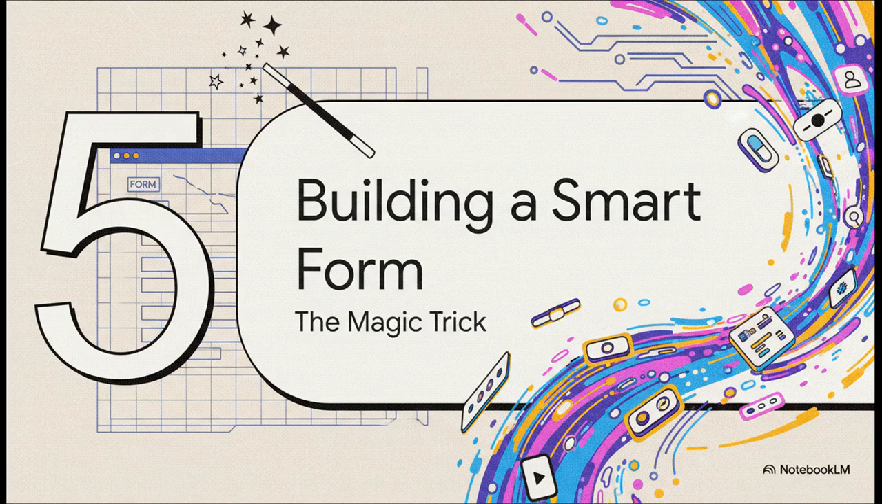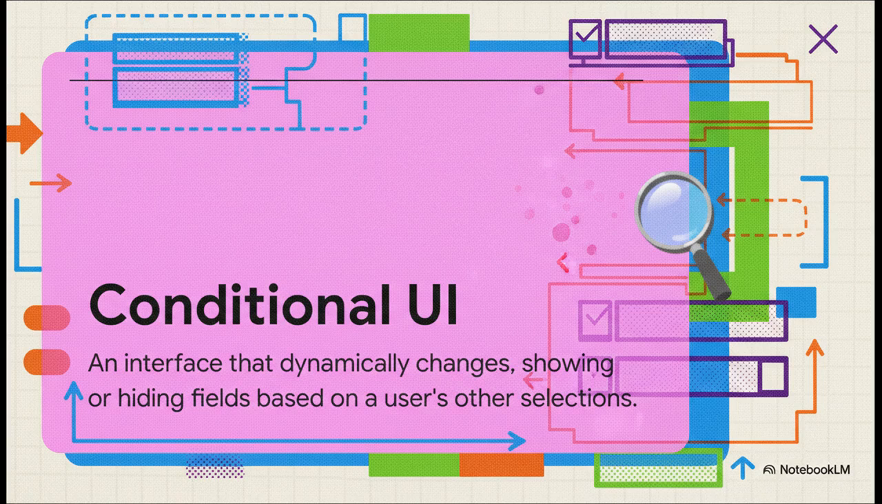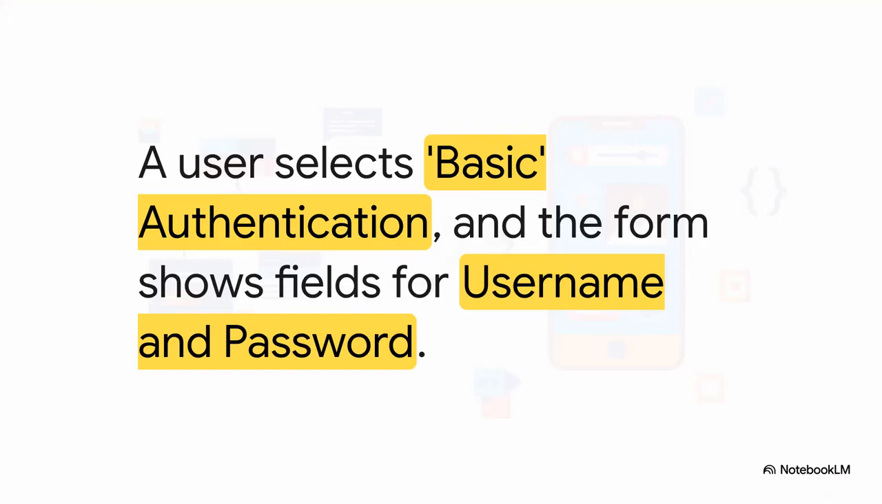Okay, so far, we've built a static form. It looks good, it's functional, but it doesn't really react to the user. So now, for the real magic trick: making our blueprint create a form that is actually intelligent and dynamic. We're talking about a conditional UI. So imagine a form where clicking an option in one place makes entirely new fields just appear or disappear somewhere else. This is the kind of logic that usually requires some pretty complex scripting, but our blueprint handles it with a surprisingly simple instruction. Let's walk through an example.